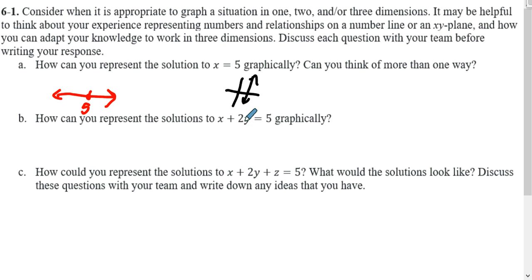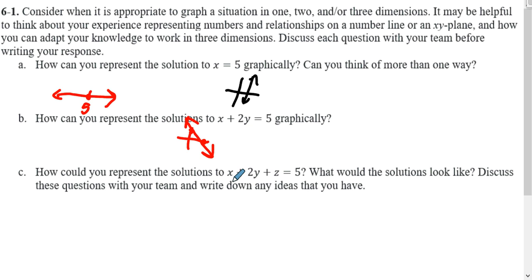Now we have x plus 2y equals 5. What is that going to look like? It's just a line. It's an oblique line, not a vertical line, not a horizontal line. Easiest way to probably graph it is either putting it in slope-intercept form or finding your intercepts. The x-intercept is when y is 0, so the x-intercept is at 5. The y-intercept is when x is 0, so that's 2.5. It's an oblique line with a negative slope.